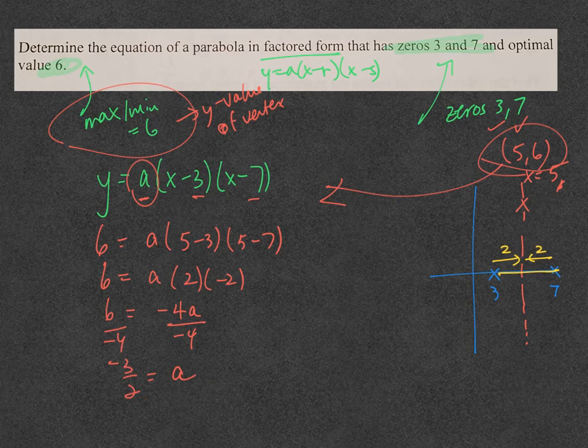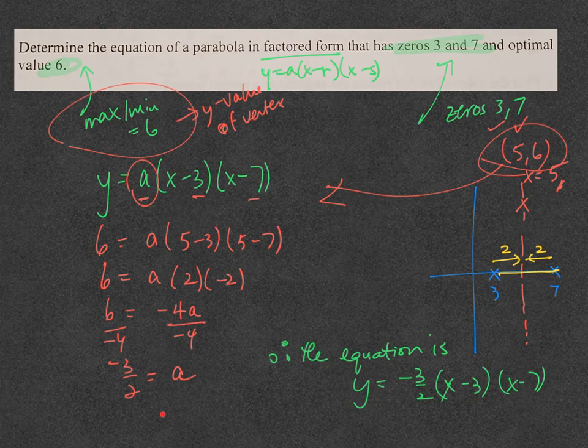Now I'm going to write the equation. I took the equation from up here that has the zeros in it. I figured out what a is. There's a equals -3/2, and now I've rewritten the equation: y equals -3/2 times (x minus 3) times (x minus 7).